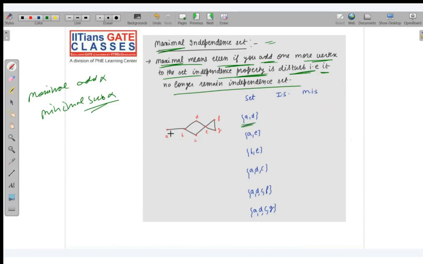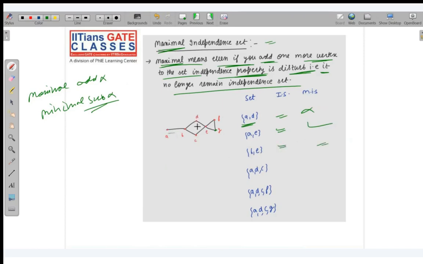So the set AD is an independent set. Is it maximal? No, because you can add G to it; ADG is also independent, so it is not maximal. AE is independent, of course, they are non-adjacent. Can I add any other vertex? B I cannot add because it is adjacent to A. So no other vertex can be added; it is maximal. The same is the case with BE: it is an independent set and it is maximal also.